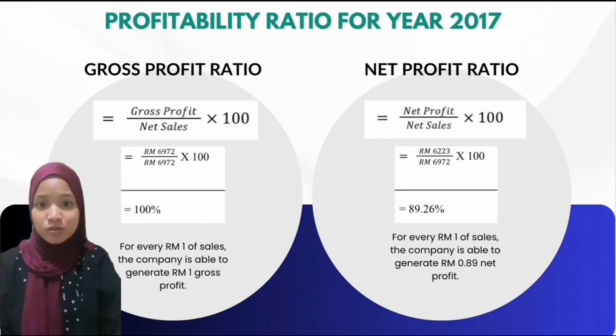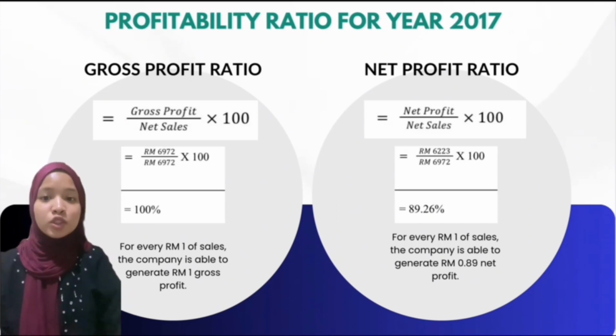So 6,972 per 6,972 multiplied by 100, we can get 100%. Therefore, for every 1 ringgit of sales, the company is able to generate 1 ringgit gross profit.